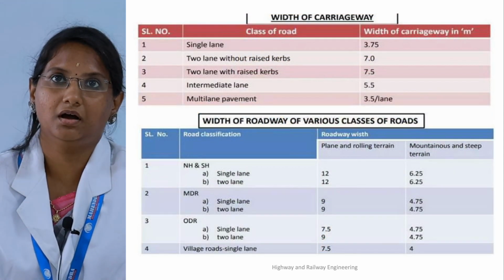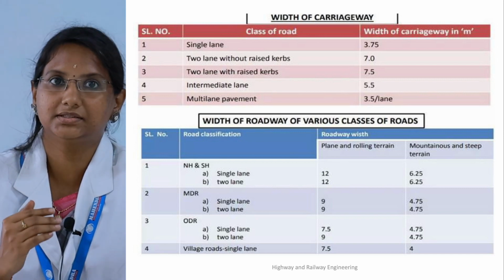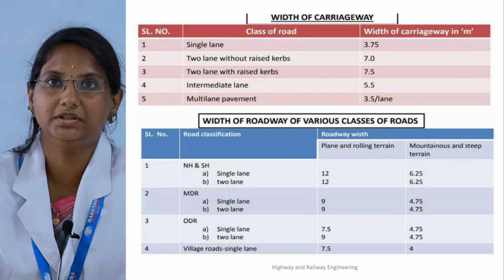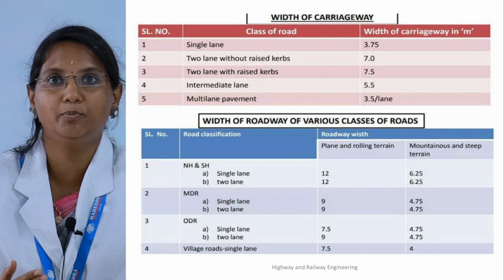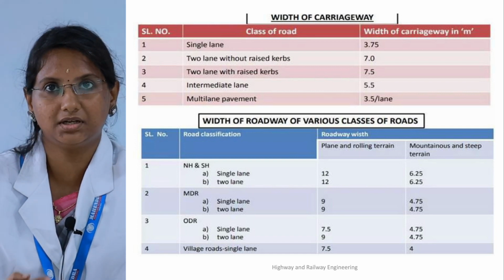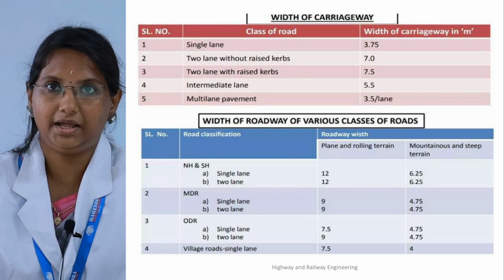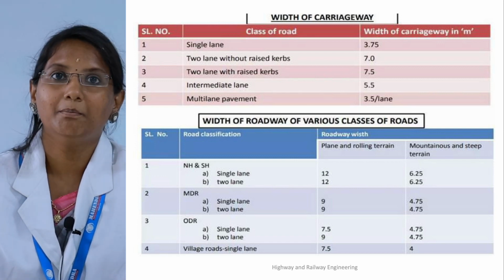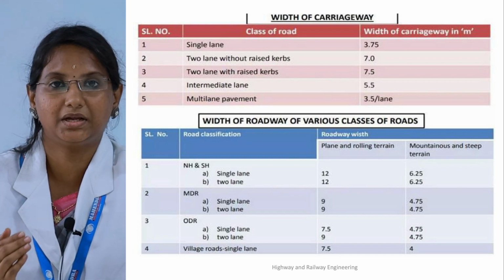As per the IRC, we also have carriageway widths for different lanes. It's a very important term as per IRC. For a single lane road we have a carriageway width of 3.75 meters. For 2-lane without curb we provide 7 meters width of carriageway. For 2-lane road with raised curbs we provide 7.5 meters of carriageway. For multiple lane pavement we have to provide 3.5 meters per lane. Based on the different classes of road we can adopt the width of the road as per the IRC.